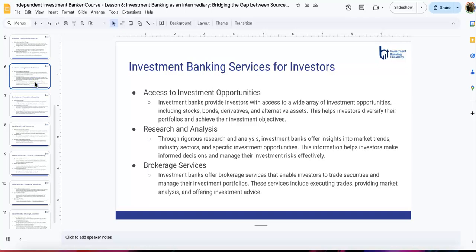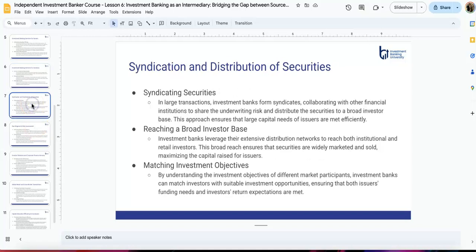In terms of services for investors, we're talking about access to investment opportunities, a wide array of them: stocks, bonds, derivatives, alternatives. This helps investors to diversify their portfolios and achieve their investment objectives. There's research analysis involved, whether it's market trends, industry sectors, or specific investment opportunities. This information helps investors make informed decisions and manage their investment risks effectively. And in terms of brokerage services, they help execute trades, provide market analysis, and offer investment advice.